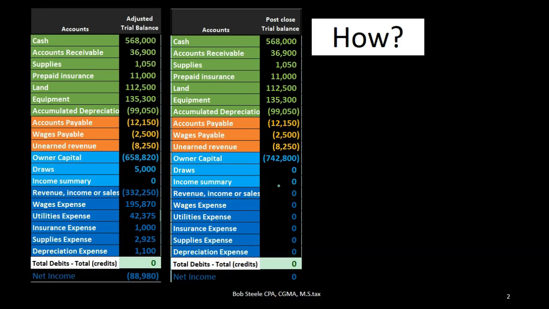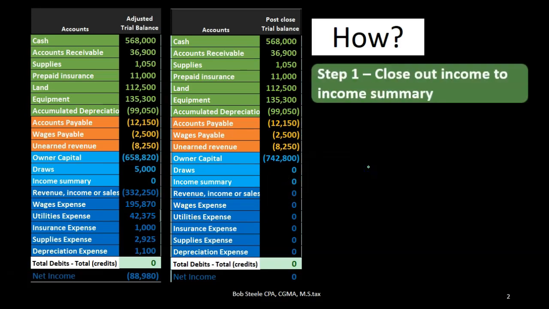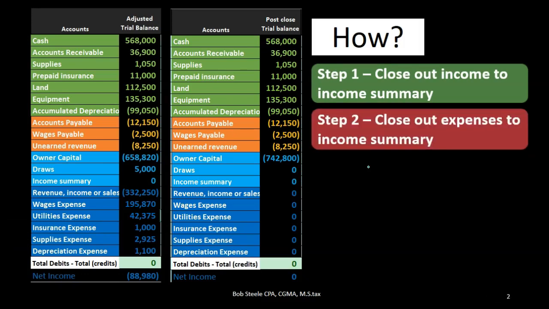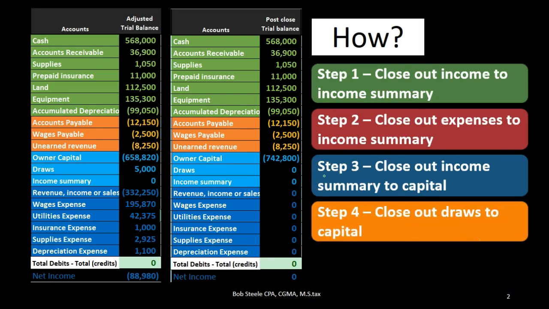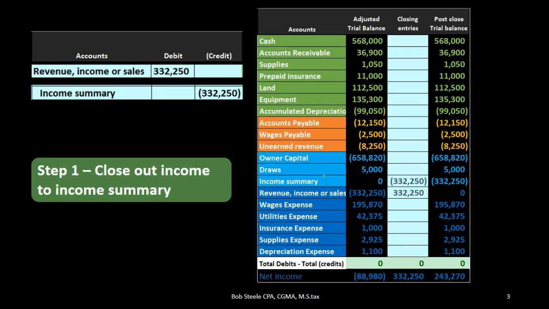How do we do that? Last time we did the first step, step 1, which was to close out income to the income summary. This time we're going to close out expenses to the income summary. Next time we're going to close out the income summary to the capital account, and finally close out draws to the capital account. This is step 1. What we did in step 1 was close out revenue to 0. So there's one of those zeros. We want all of these to be 0.